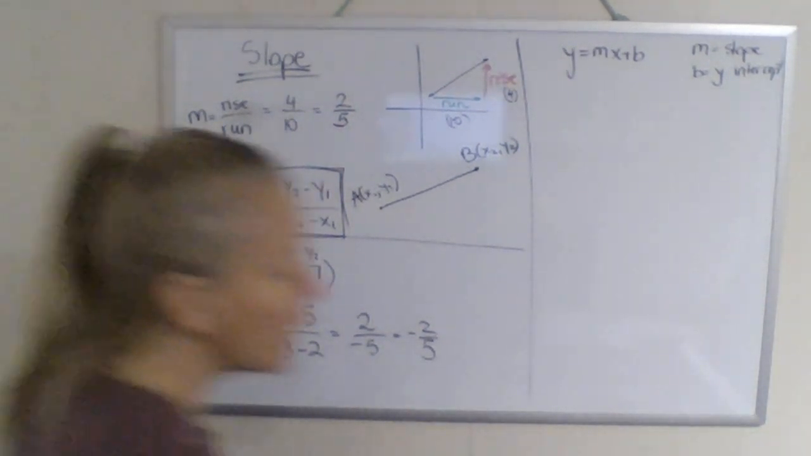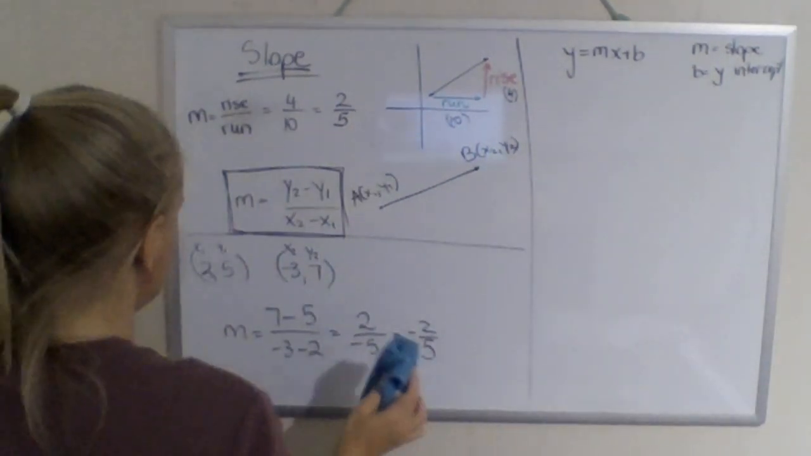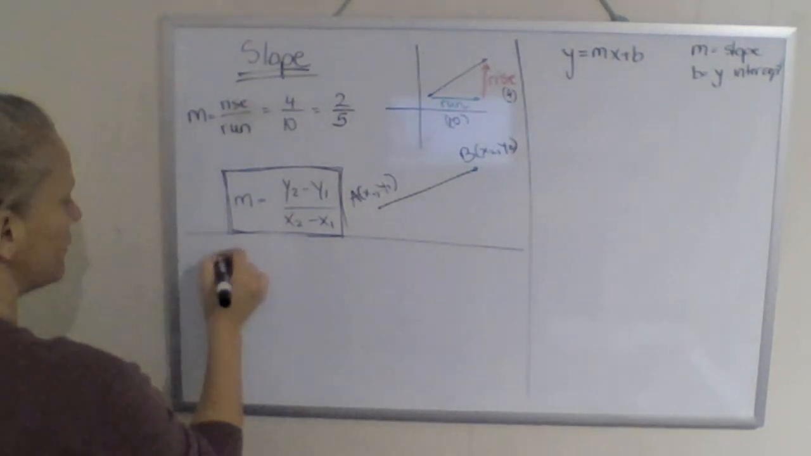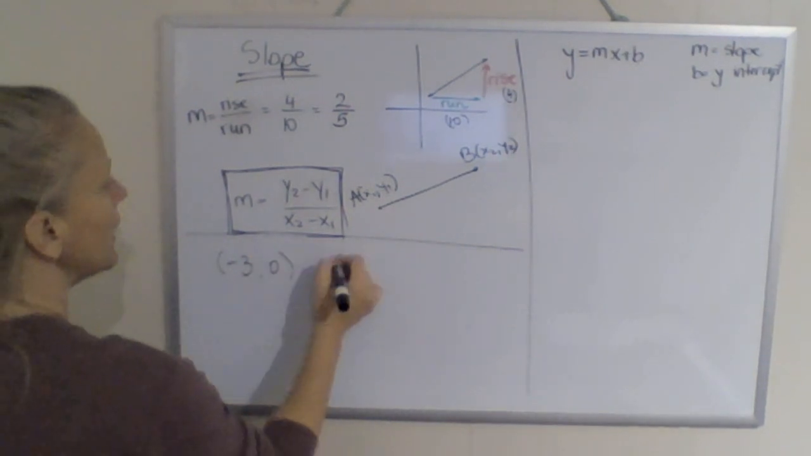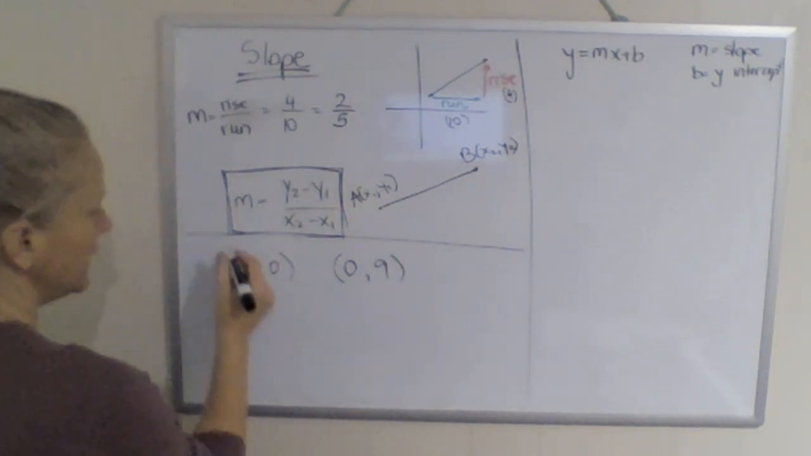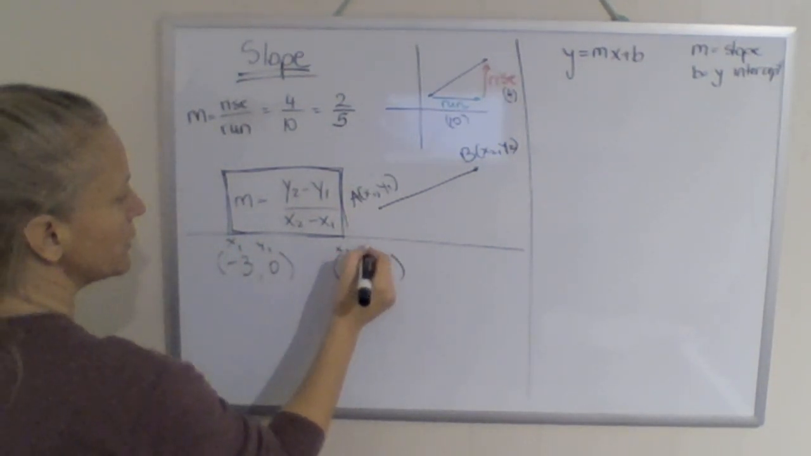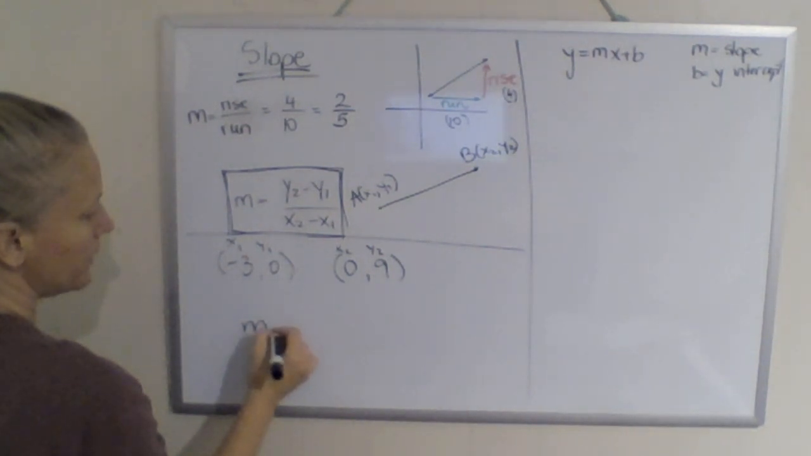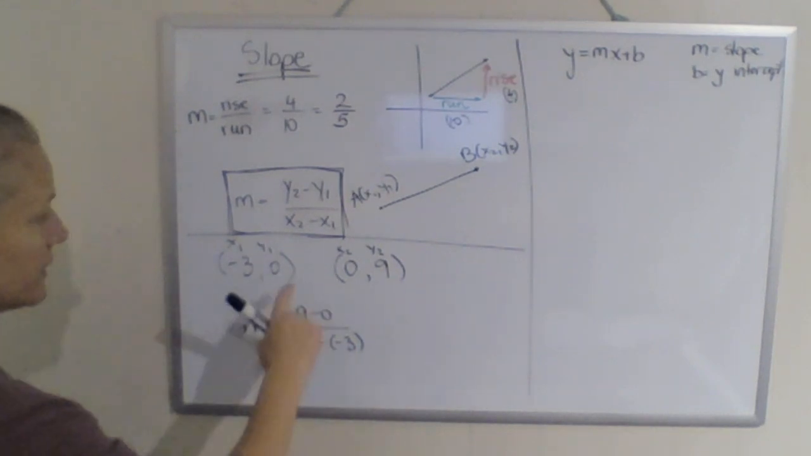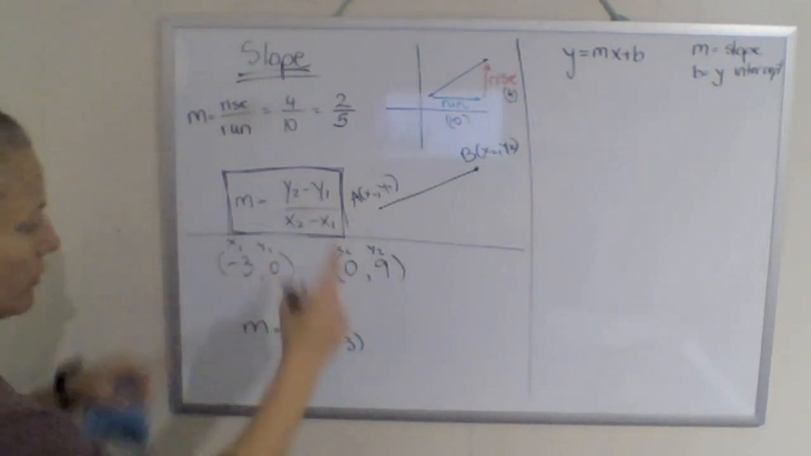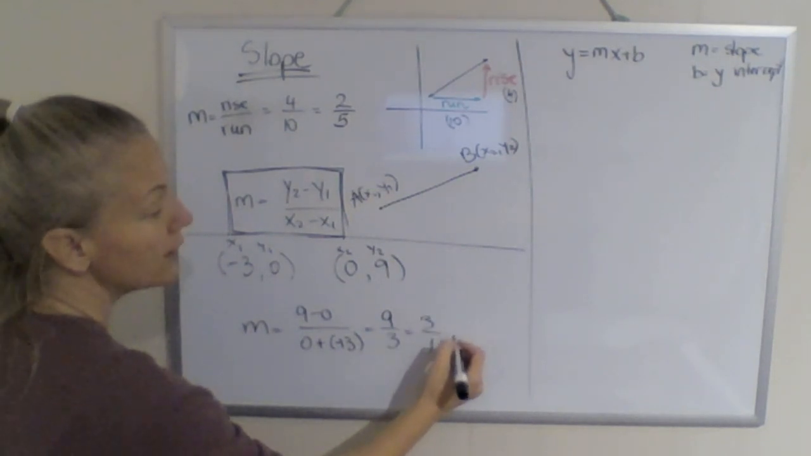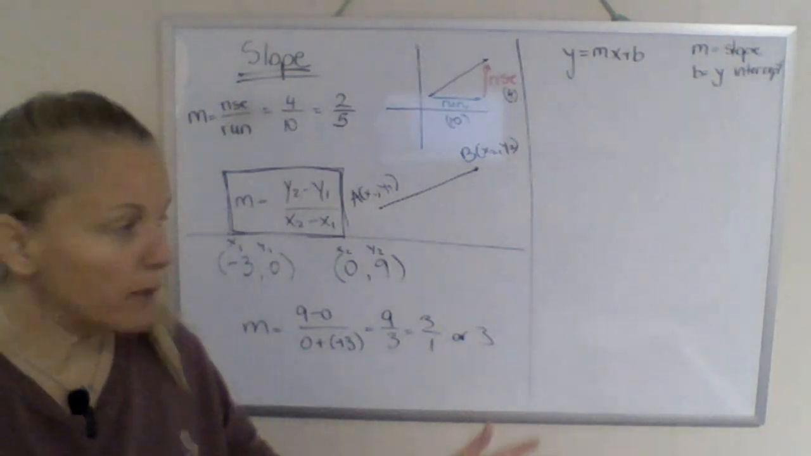Okay, and I'm going to do one more example just because I feel like we want to cover this part of it. If I am telling you that the first point is (negative 3, 0) and the second point is (0, 9), again, x1, y1, x2, y2, my slope is 9 minus 0 over 0 minus negative 3. Remember, this minus is not that negative, okay? This becomes a positive. This is 9 over 3, or 3 over 1, or 3. Either one is fine. That's how we do slope.